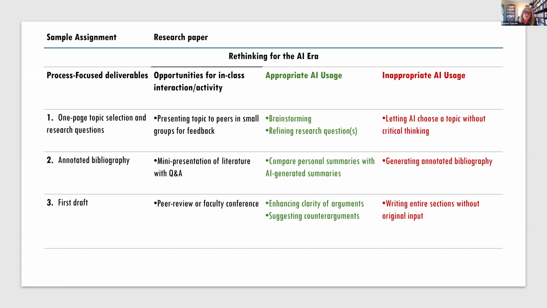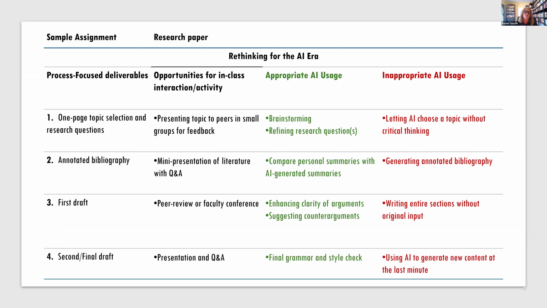We can model for them in class activities how they might use AI to enhance the clarity of their arguments, or to use AI to suggest counter arguments, which they can then use to strengthen their own argumentation. And of course, we would remind them that writing entire sections without original input or critical thinking would be inappropriate.